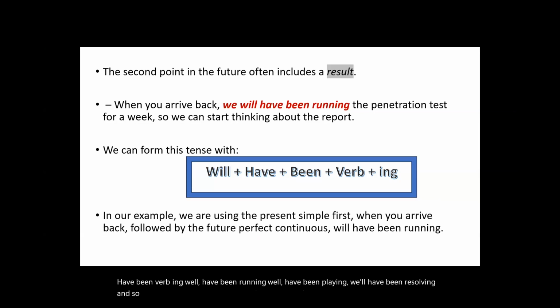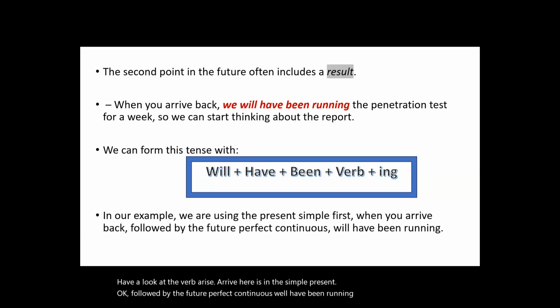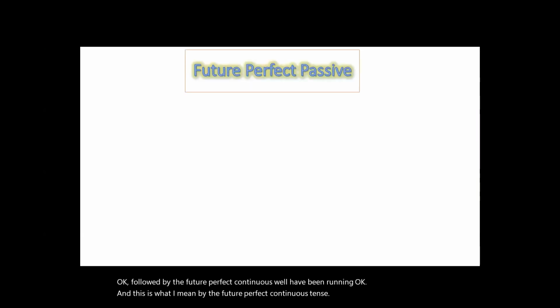Okay, so in our example we are using the present simple first: when you arrive back. So the first part of my sentence, have a look at the verb arrive. Arrive here is in the simple present, followed by the future perfect continuous, will have been running. And this is what I mean by the future perfect continuous tense.